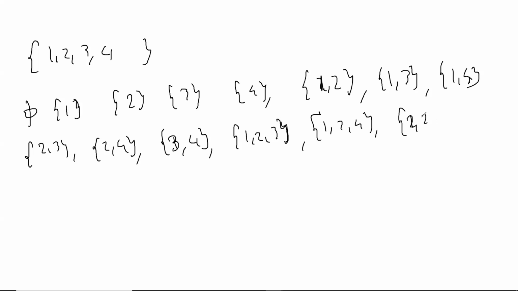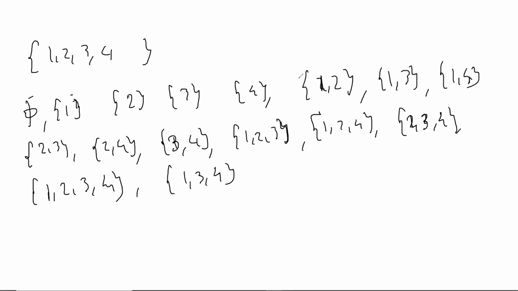I should have listed them with a good algorithm. So we have 2, 3, 4, then 1, 2, 3, 1, 2, 4, and then 2, 3, 4, and then 1, 2, 3, 4. There should be one more of size 3, and that is 1, 3, 4. That's all. So how many of them are there? 1, 2, 3, 4, 5, 6, 7, 8, 9, 10, 11, 12, 13, 14, 15, 16. 16 is a good number, 2 to the power 4, right?